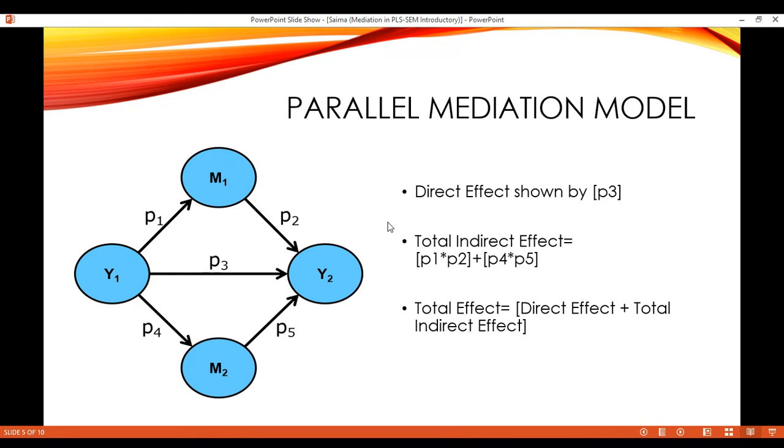Further, when we consider the parallel mediation model, here we can see that two mediators are parallel to each other, and the direct effect is shown by P3. The total indirect effect is the multiplication of P1 and P2 plus P4 and P5, and the total effect is achieved by summation of the direct effect and the total indirect effect.